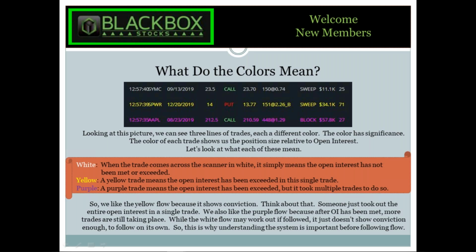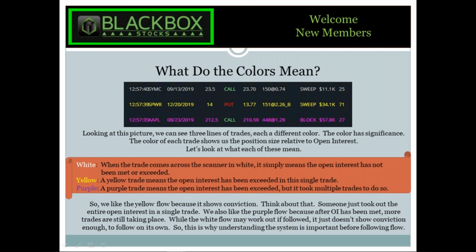So if open interest is 1,000 and someone places a trade for 200, then 200, then 200, then 200, we're at 800. So each of those trades would be white. Another trade comes in for 800. Now we're at 1,000. So if another trade comes in, the next one is going to be purple or yellow because open interest will have been met.